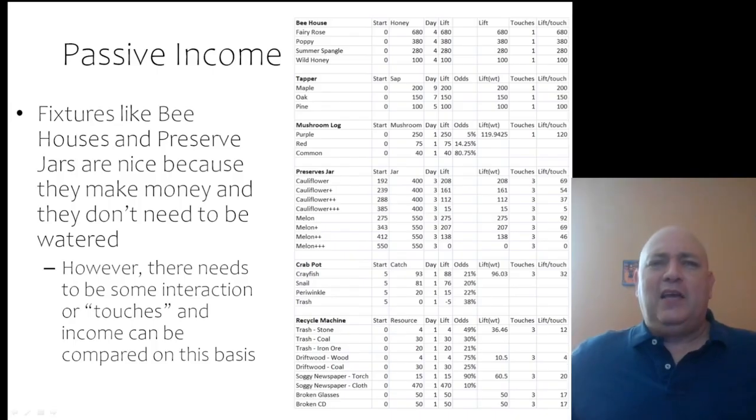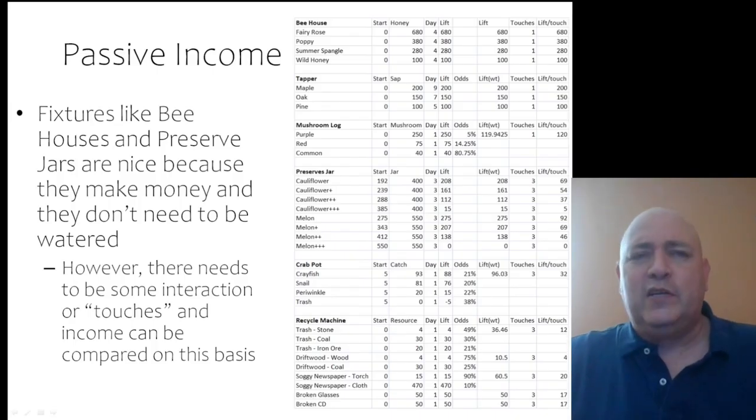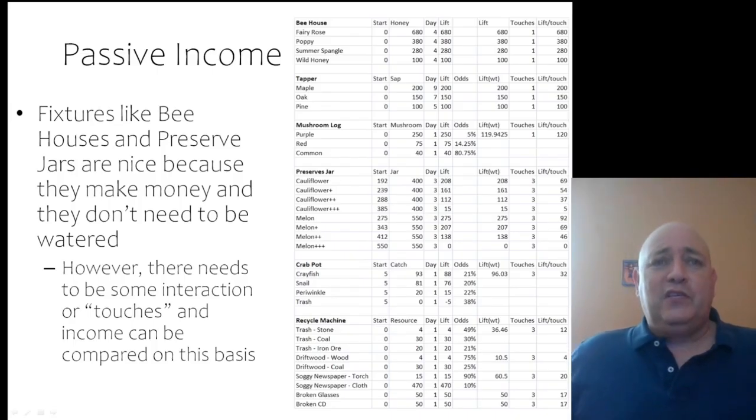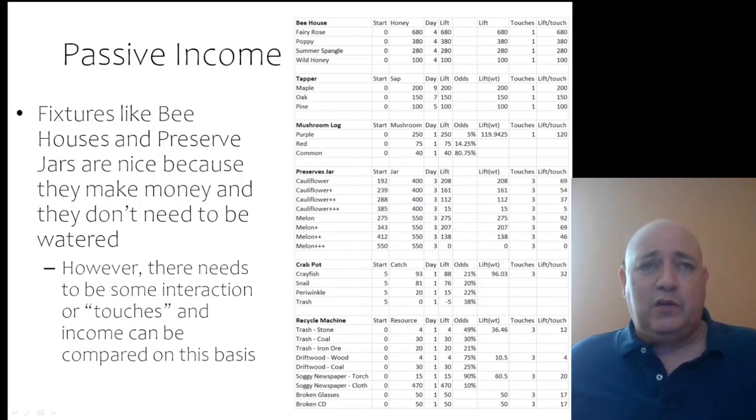And then in some cases, we don't know what we're going to get out. So for example, crab pots. There's a chance we could get crayfish. There's a chance we could get snail. There's a chance we could get periwinkle.